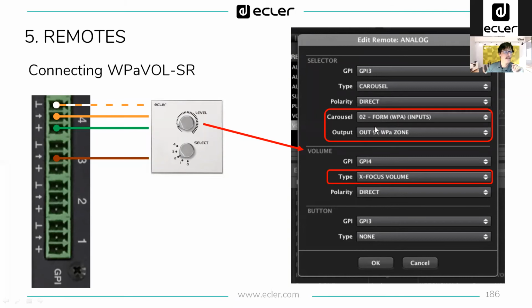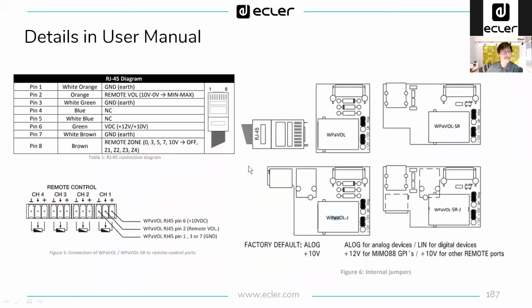If not, later on we will answer any questions. So here we have GPI 3 for selector, GPI 4 for the volume, and here we decide in the carousel which inputs we are choosing with these options and which output we are controlling. And here we select the cross points. Depending on the cross point that I have selected, the volume will affect that cross point or not.